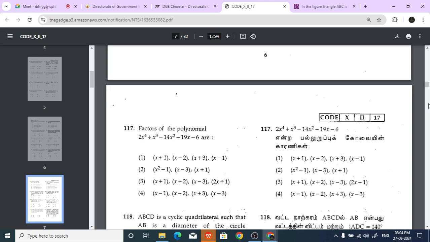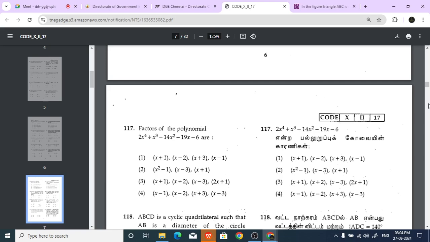Third one? Are you getting 2x power 4? Yes, sir. Why are you so hesitant in saying this? You multiply all those things: x into x, x square, x into x, x cube, x square into x cube into 2x, 2x power 4. So, you need not calculate much. Just by looking, you can answer the question.